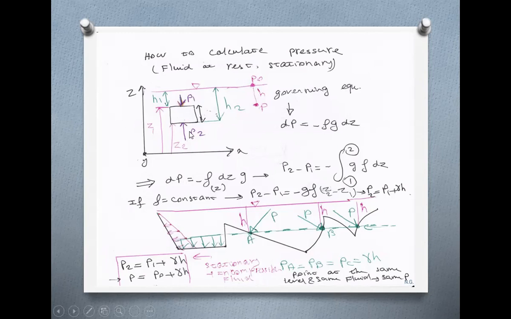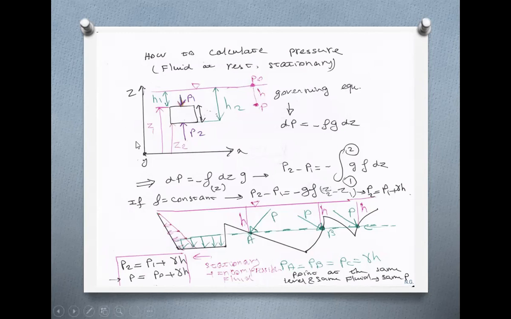Pressure in the stationary fluid comes from the weight of the column of the fluid from here up to the end. For example, the pressure of the atmosphere at the sea level comes from the weight of the atmosphere from the sea level up to the end of the atmosphere, which is gamma H, comes from weight.